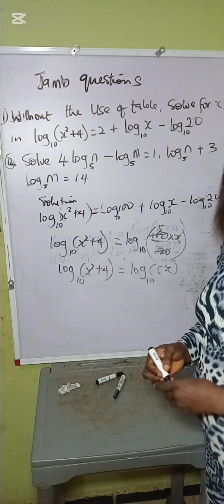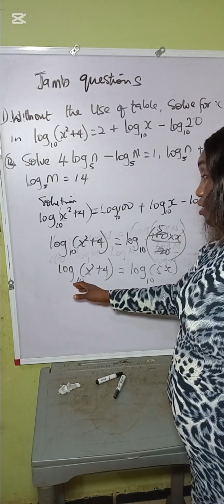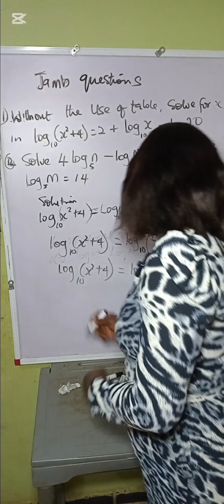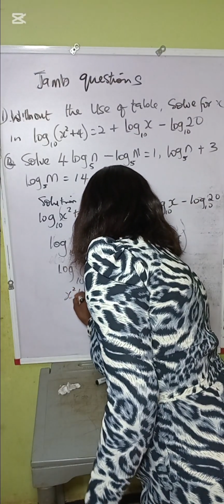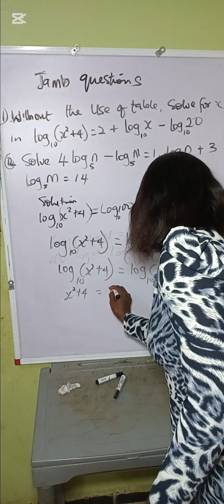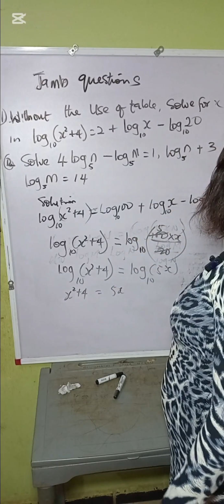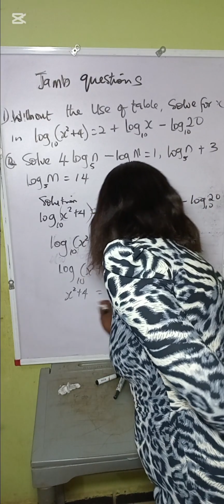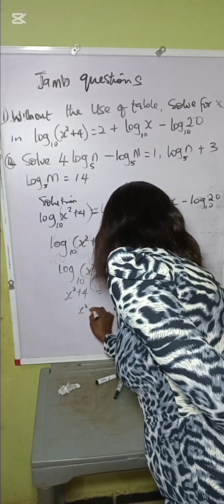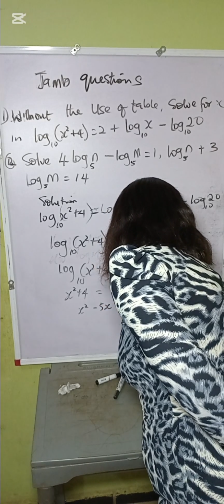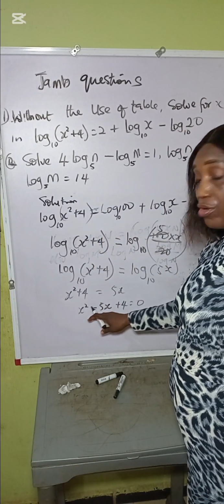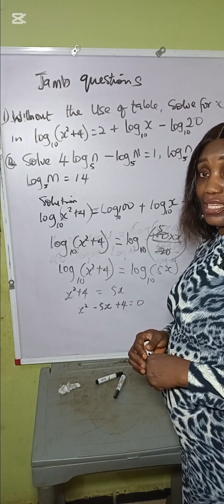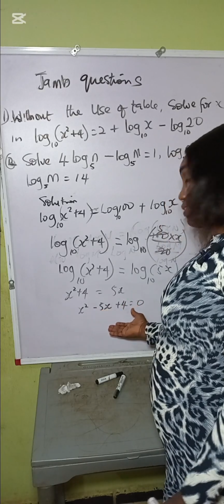So you can see, now that they have common log, common base 10, it is going to disappear, okay? I'll have that x squared plus 4 will now be equal to what? 5x. Okay, so I have that x squared minus 5x plus 4 is equal to 0. It's giving us the quadratic equation. When you look at this, it can be factorized.